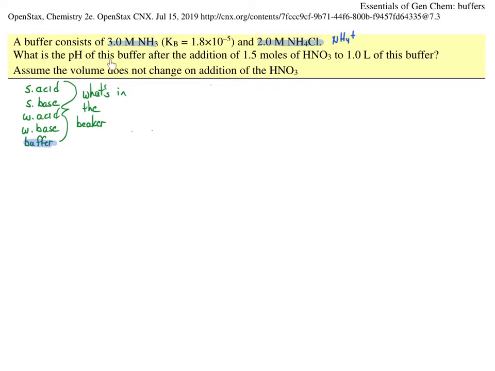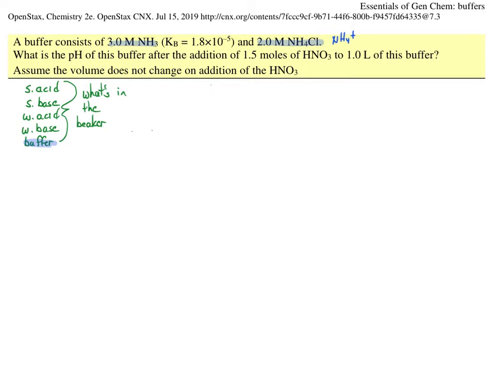Now we're also told that this is a buffer, but we're not always going to have that luxury. So we want to practice recognizing what type of solution we have in the beaker. It is a buffer. It's Henderson-Hasselbalch equation to determine the pH, but we only know the initial concentrations, the concentrations that exist prior to adding a relatively hefty amount of a strong acid to 1 liter of the buffer.